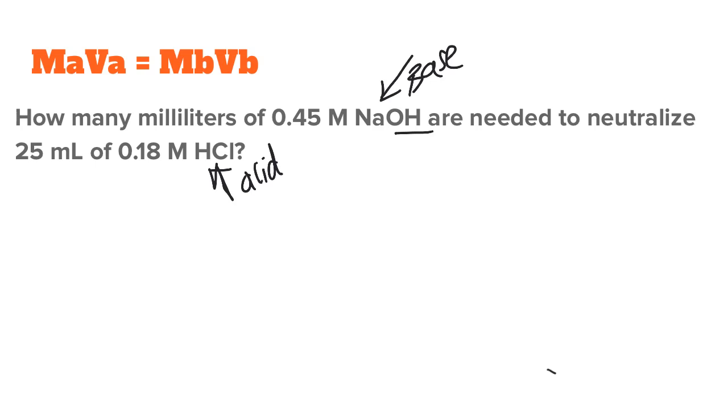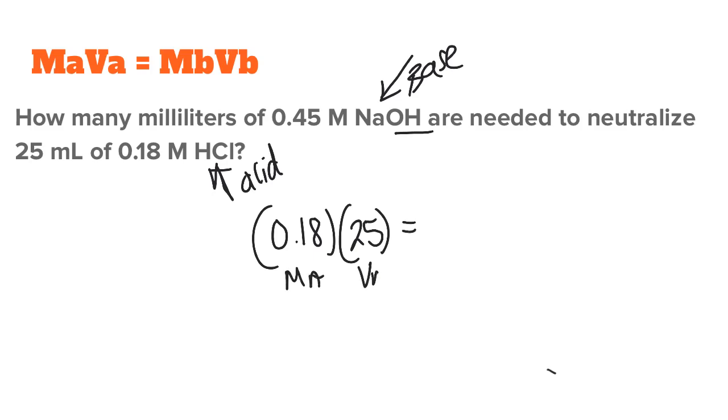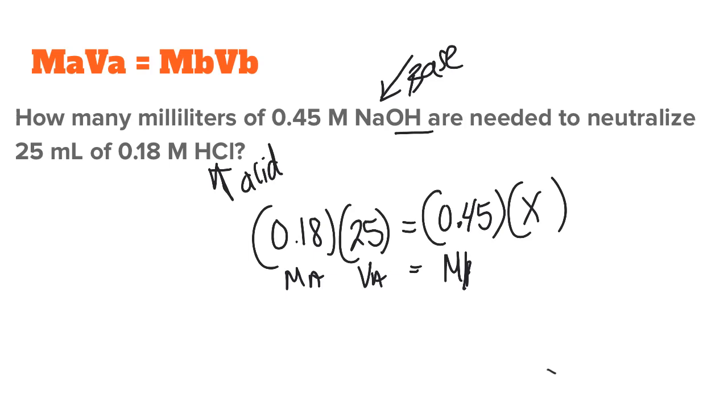So if we look, molarity of our acid is going to be 0.18. And then we've got our volume of our acid, which is 25. So that's our MA and our VA. And then on the right side, we've got our molarity of our sodium hydroxide, which is the same as our molarity of our base. And then we don't know what the volume is. That's our X. That's what we're trying to solve for. So we've got molarity of our base, and we've got volume of our base. So again, we're solving for X.